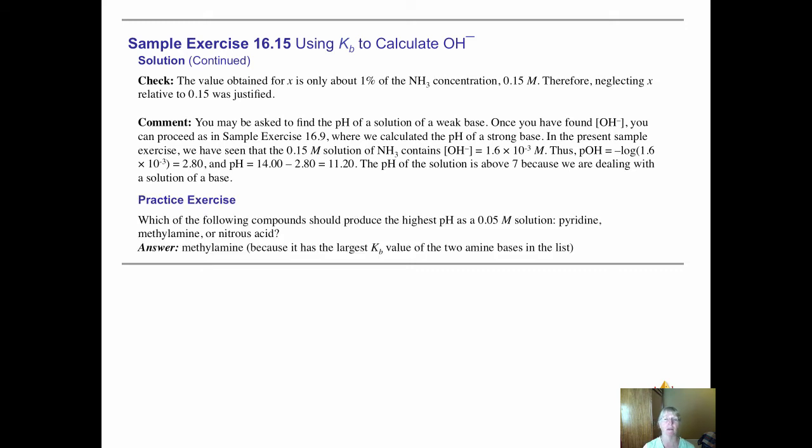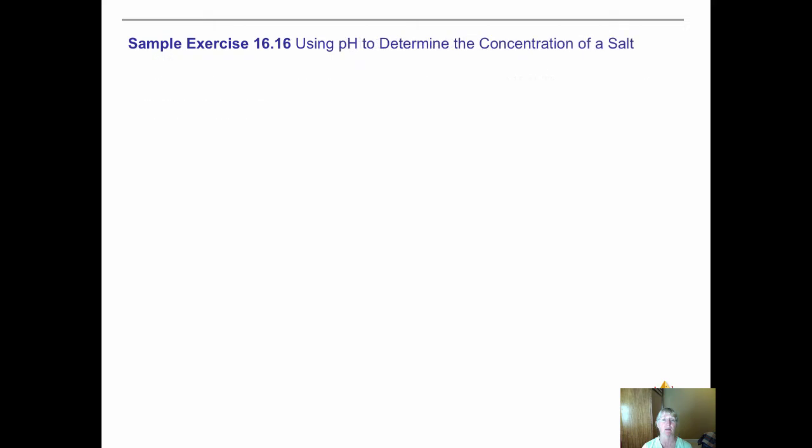I did want to point out that they went ahead and substituted in that concentration of the hydroxide versus the original NH3 and came up with a 1% value. So if we were having to check to make sure that ignoring the X was okay, we are okay here. If it's less than 5% of the original concentration, it's fine to omit the X and simplify your calculations.